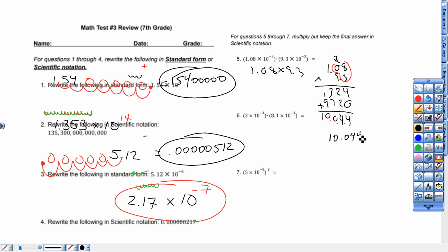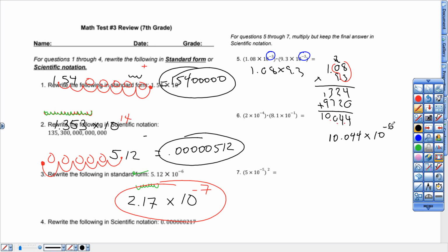10.044, right? But then what do you get when you times the exponent? -3 and another -3. That gives you -6, right? But now here's a trick. It's still -6. What? Yeah, because when you're adding them, these numbers times.